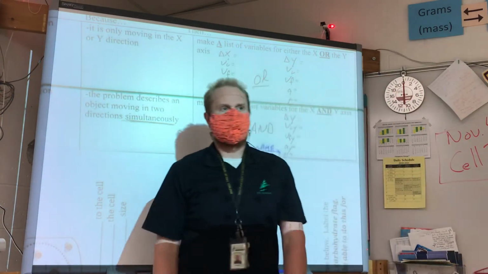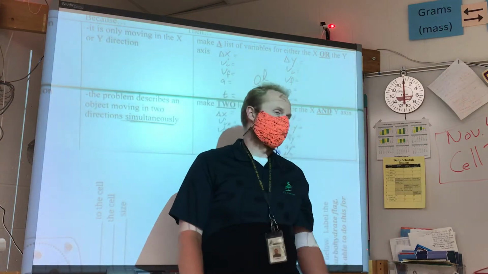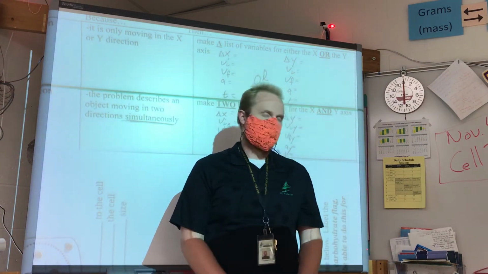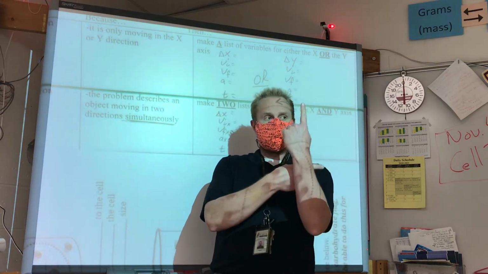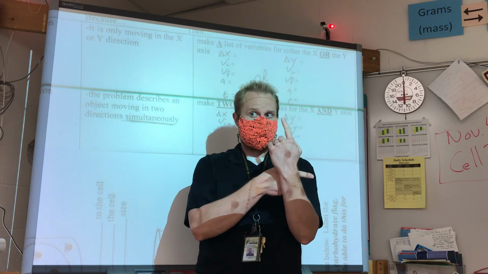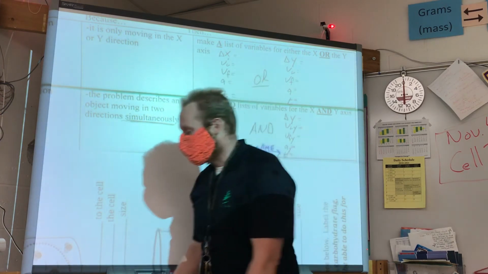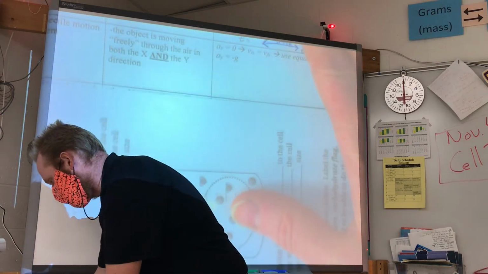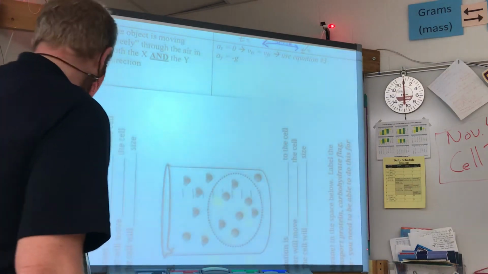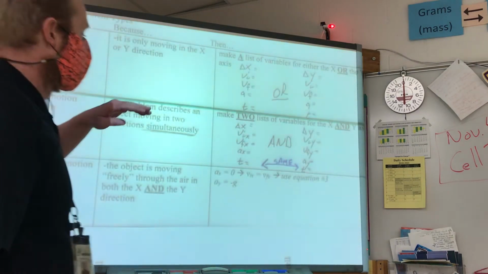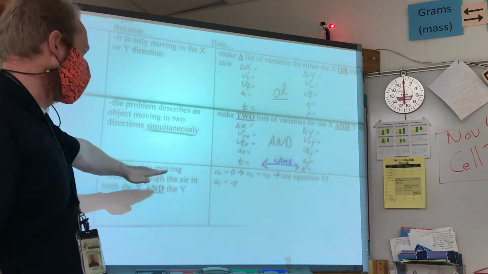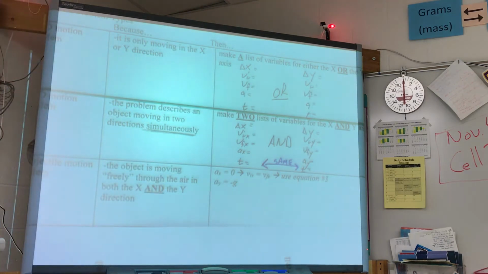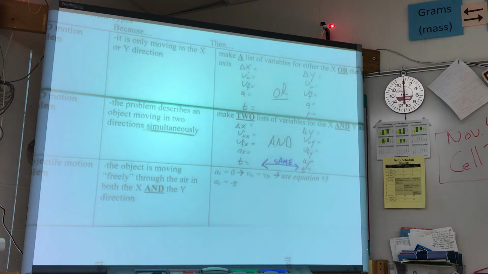So here's an example of a 2D motion problem called projectile. Okay, this is a projectile motion problem. The ball is moving through the x direction and the y direction simultaneously. It's a 2D motion problem, but it's also a projectile motion problem. So because it's a 2D motion problem, we make two lists of variables. But because it's a projectile motion problem, there's some more information we can fill in. Now, how do we know it's a 2D motion, projectile motion problem? How do we know it's projectile?